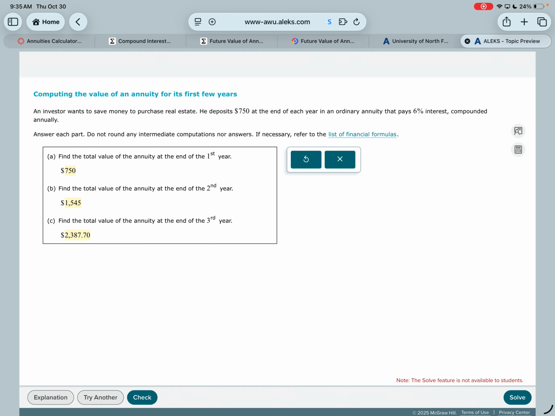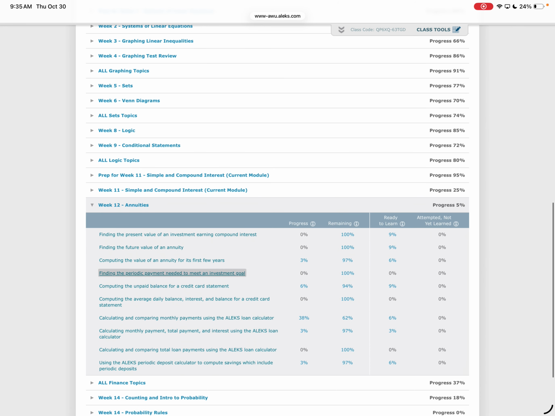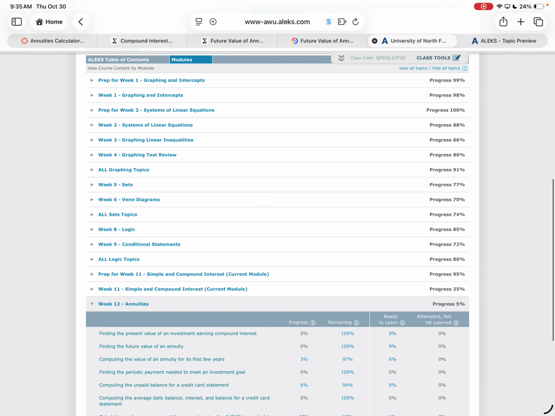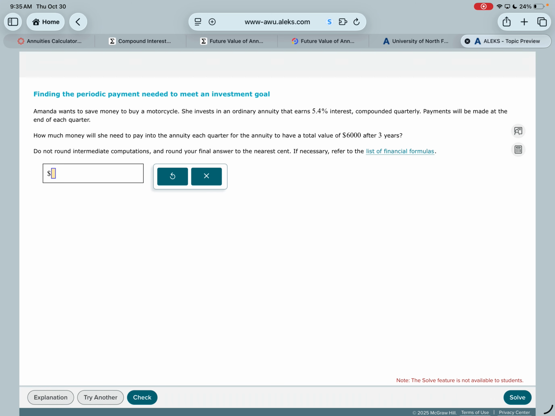Okay. The next one: find periodic payments needed to meet an investment goal. I believe this is the one that I had to look at the calculator for last class. Amanda wants to save money to buy a motorcycle. She invests in an ordinary annuity that earns 5.4% interest compounded quarterly. Payments will be made at the end of each quarter. How much money will she need to pay in the annuity each quarter for the annuity to have $6,000 after 3 years? So this is good money management: I know I'm going to need $6,000 in a couple of years, so let's start putting some money away and saving for it.